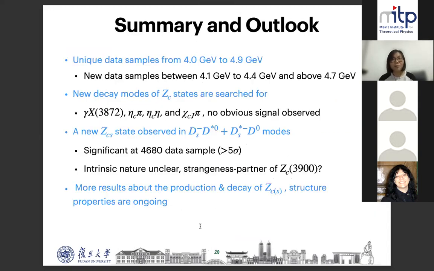So here is my summary and outlook. At BESIII, we have unique data samples from 4.0 to 4.95 GeV, which provide opportunities to study the Zcs and to search for new decay modes, as well as to study the production cross-section. Several new decay modes have been studied, and unfortunately, no obvious signal has been observed for any of them. And we observed a new Zcs state in the Ds D star and Ds star D mode. The significance is about 5 sigma, and we are currently also analyzing the neutral partner of these states, as well as studying other decay modes.